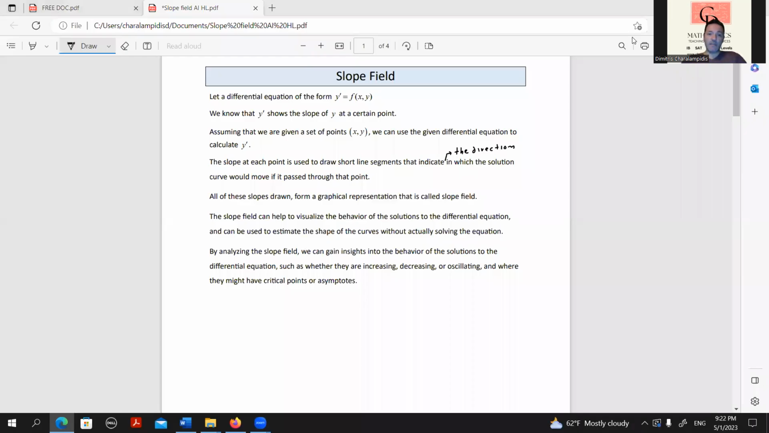Hi there. In this video, we'll talk about slope fields. A few things about it. Let a differential equation of the form y' = f(x, y), which means that we have a differential equation that expresses the derivative of a function y in terms of x and y respectively. We know that y' geometrically shows the slope of function y at a certain point.